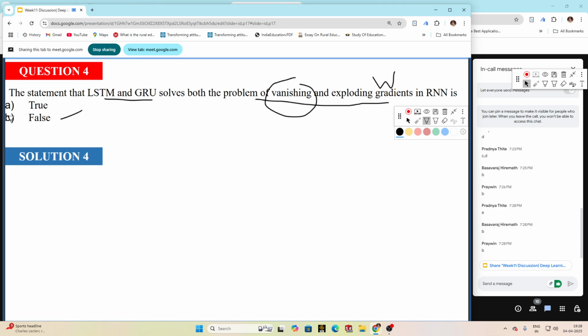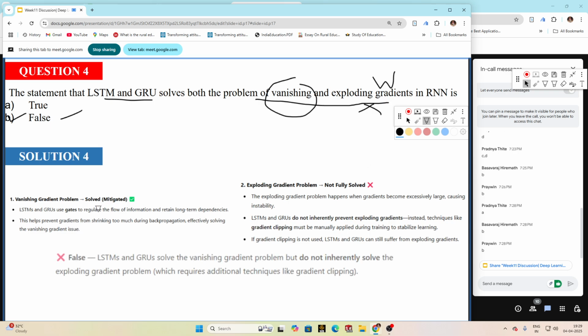So option B is the right answer. It is false. LSTM and GRU only solve vanishing gradient. We cannot say anything about the exploding gradient problem. So this is what has been written. Exploding gradient problem happens when gradient becomes excessively large. So we cannot say anything about it. But the vanishing gradient problem, yes, LSTM and GRU solve this problem. Gates are used to regulate the flow of information, so they retain long-term dependence. This prevents the gradient from shrinking too much during backpropagation, effectively solving the vanishing gradient problem.